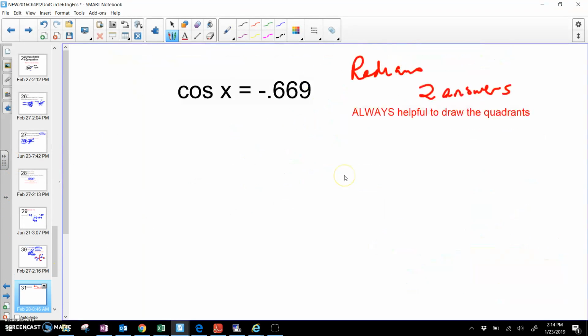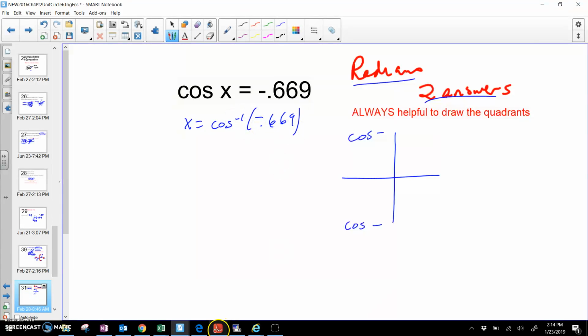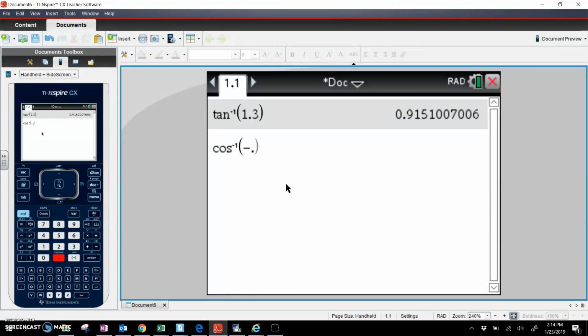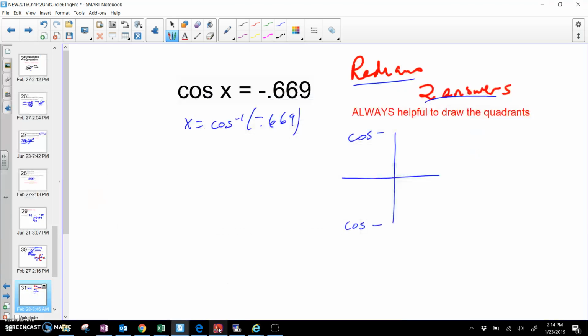Next example, cosine of x equals negative 0.669. Again, we're going in radians. I need two answers. I know cosine is negative in quadrants 2 and 3. So in my calculator, I do cosine inverse of negative 0.669. I'll pull that up again. Trig, cosine inverse of negative 0.669. Enter, and you'll see that I get 2.3. Round it to one decimal place this time. So I get x equals 2.3.